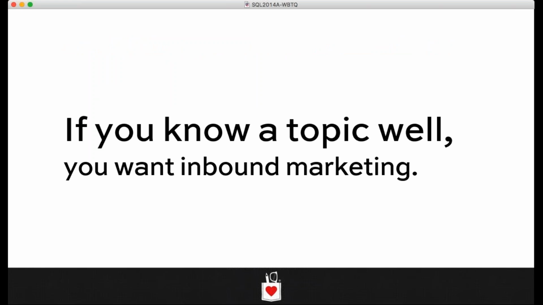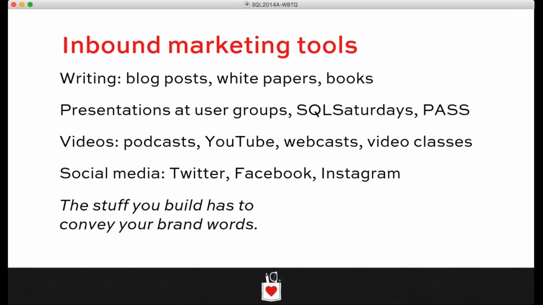If you know a topic really well, you want inbound marketing because you can go blog, present, record webcasts, build scripts and tools. This is about what you know and how you're able to help, but it also sharpens your skills. Nothing teaches you something as well as showing it to someone else. If you have to teach someone else something, you are going to learn it even better yourself. The tools that you're going to use for inbound marketing don't cost you any money. They sharpen your skills and they get the word out about what you do.